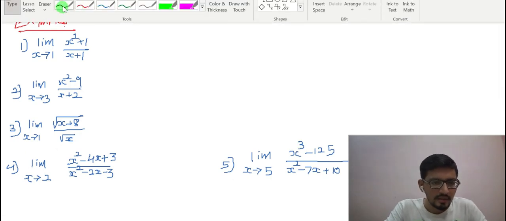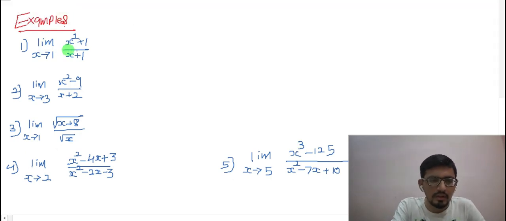So as you can see here, example number one: limit x tends to 1 of (x square plus 1) upon (x plus 1). Whenever a limit question comes, first think whether direct substitution is possible or not. Direct substitution works when, after substituting the value, the function is still in a consistent state. Very clearly, if I keep x equal to 1, the denominator is a non-zero quantity only. That means your direct substitution method will work.